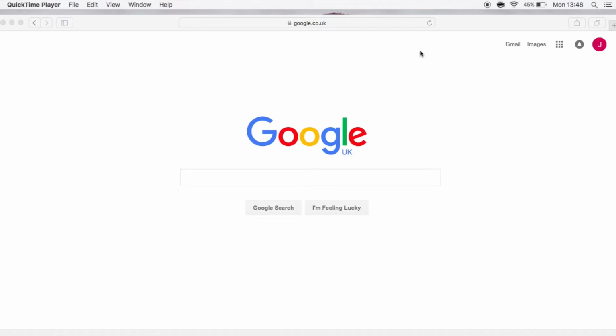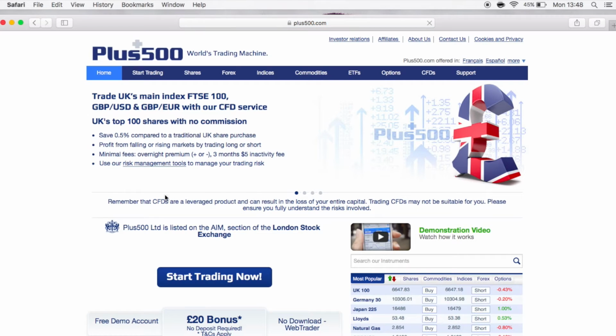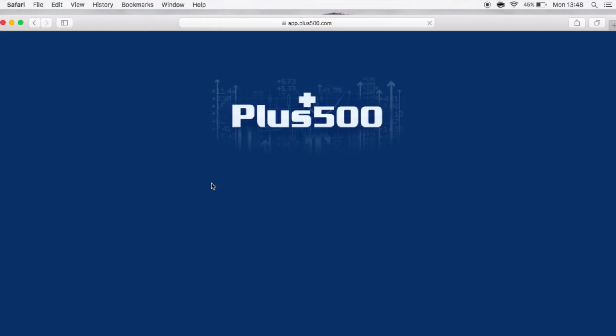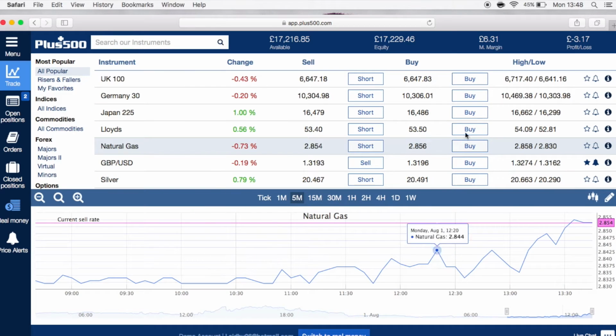So if we just go ahead and get started and type in Plus500.com, as you can see it's already in my history. Just click here on Start Trading Now. Now I'll come straight into my demo mode because I'm already logged in. Now it's worth mentioning that it's exactly the same on Mac or Windows.